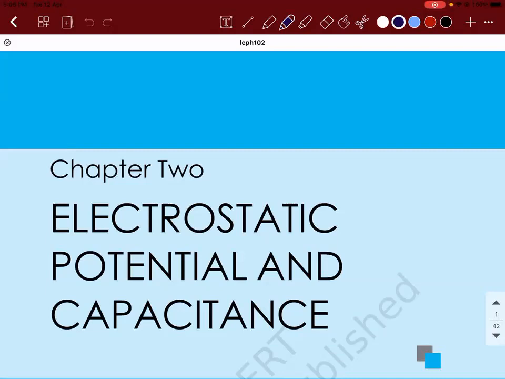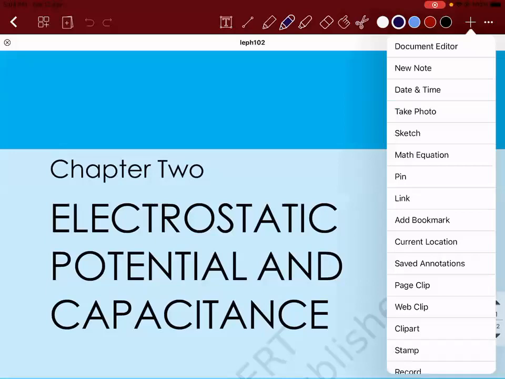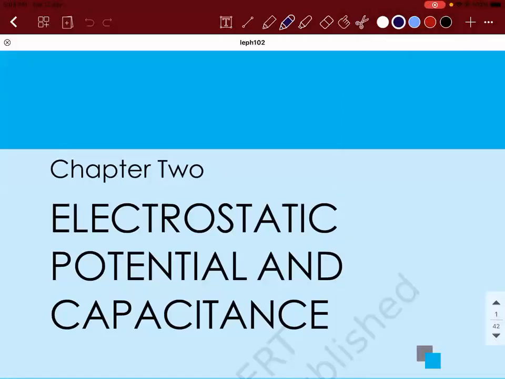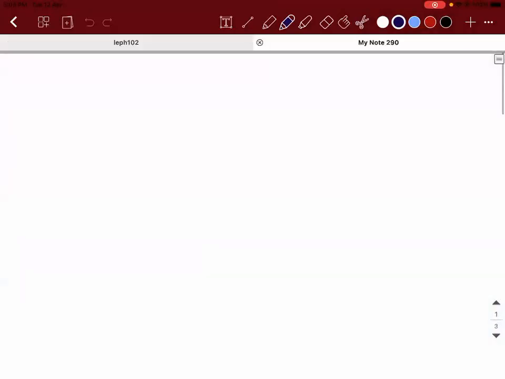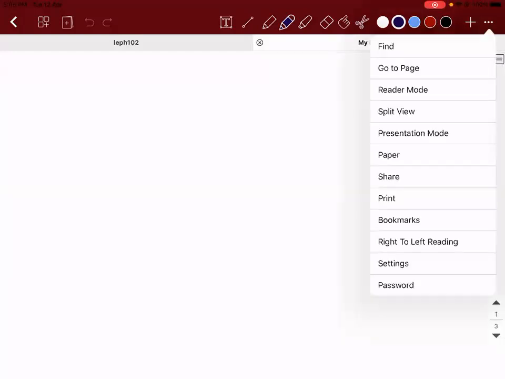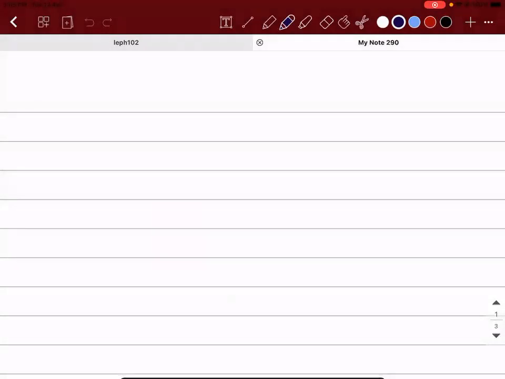Right? So shall we get started? Yes. So first write down the heading as electrostatic potential. Okay, that is the first part of the chapter. Proceed.